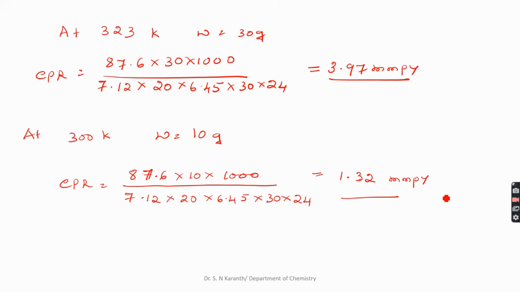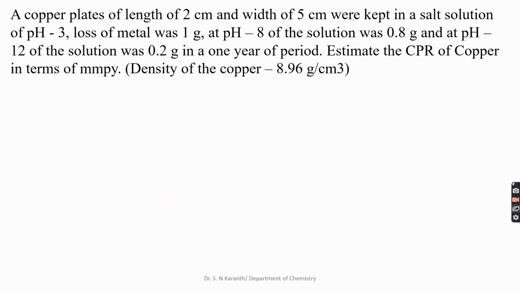Okay, this way at different temperature, the temperature also affects the corrosion penetration rate. As the temperature increases, the loss of metal increases, and the corrosion penetration rate increases. So I'll discuss how the corrosion penetration rate changes with the change in the pH.